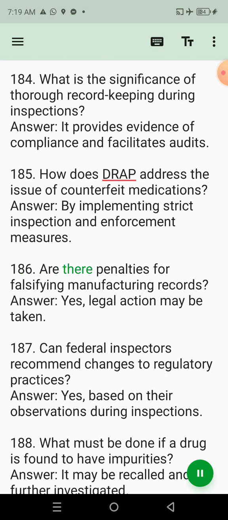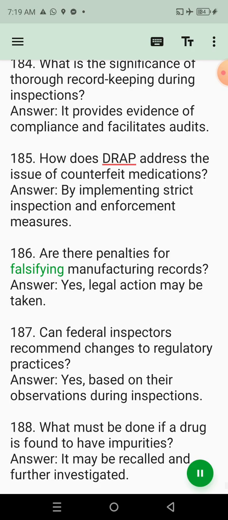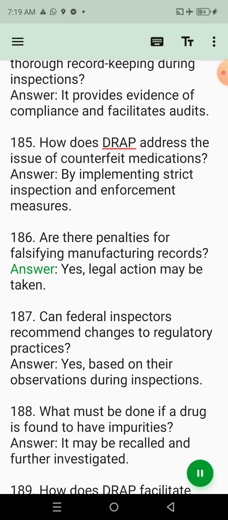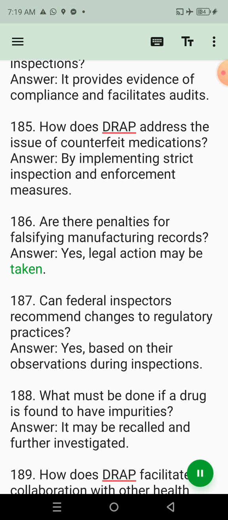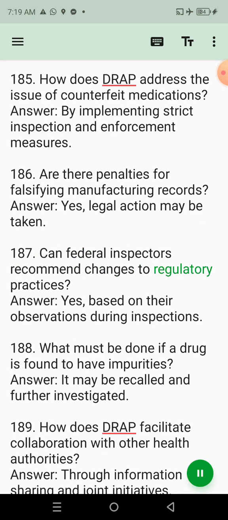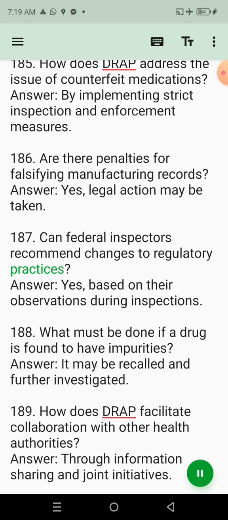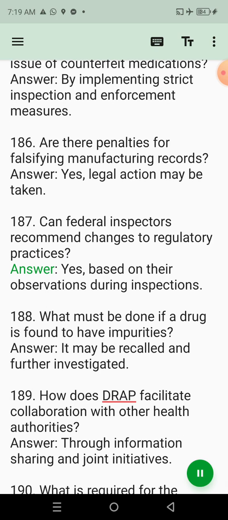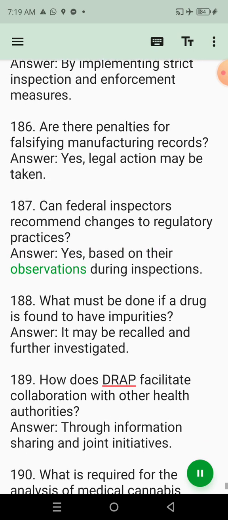186. Are there penalties for falsifying manufacturing records? Answer: yes, legal action may be taken. 187. Can federal inspectors recommend changes to regulatory practices? Answer: yes, based on their observations during inspections.